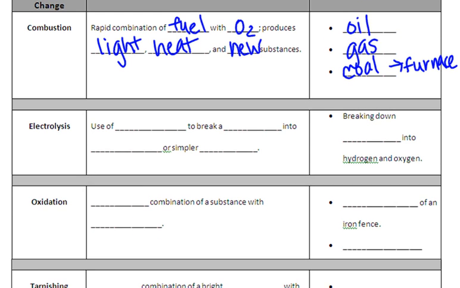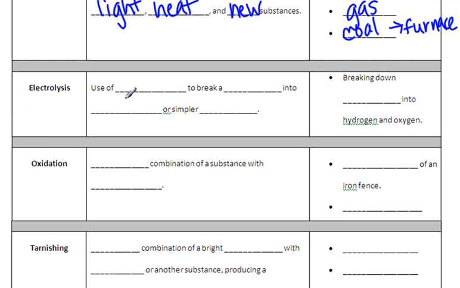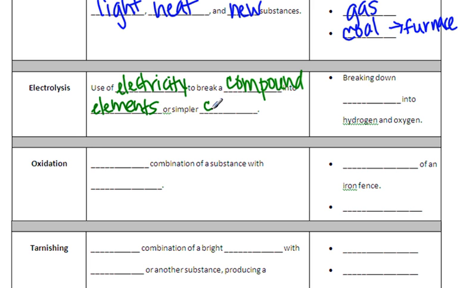Now, electrolysis is the use of electricity to break a compound into elements or simpler compounds. So, for example, you could break H2O, which is water, into hydrogen and oxygen.